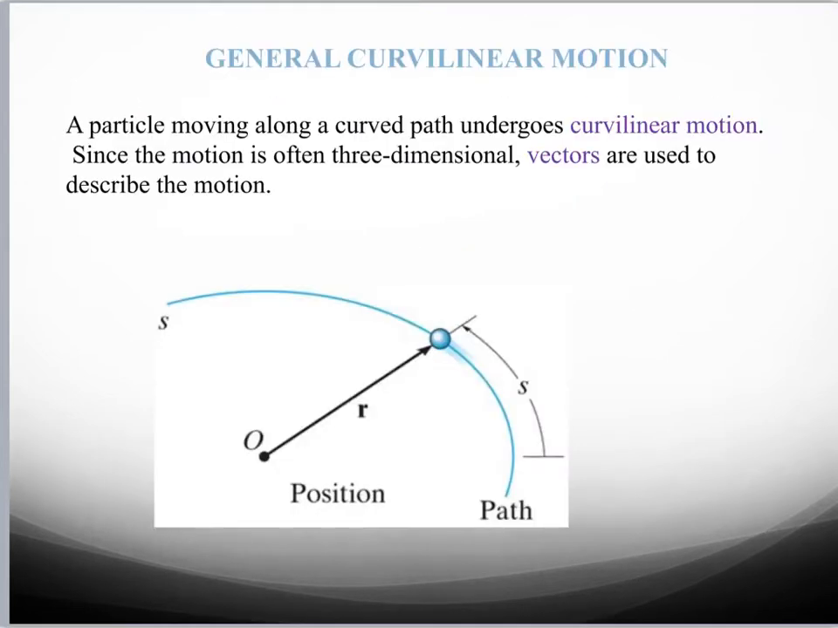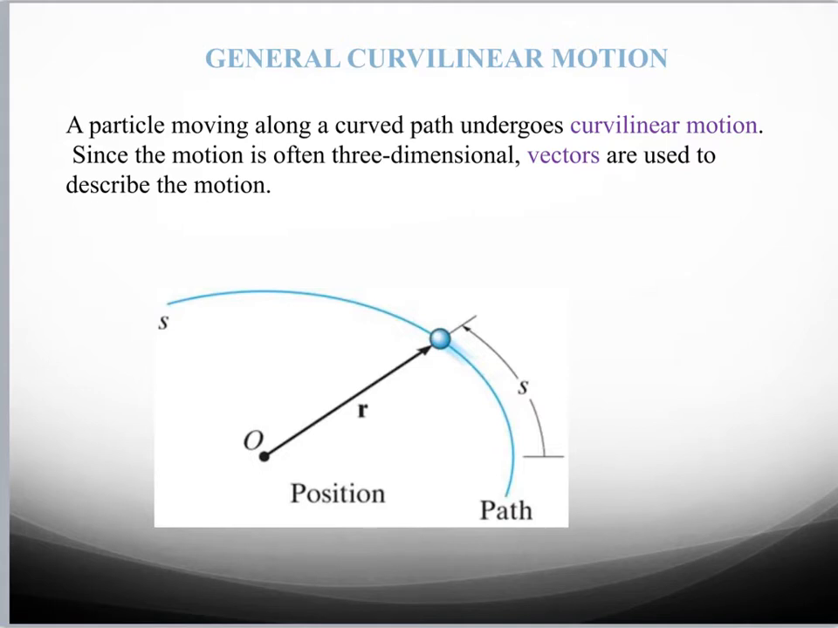So now I'm just going to talk about some things more in general. First of all, we're just going to talk about general motion along a curve. And so, for instance, here we have a path. That's the blue line that's labeled s. And we have an object moving along the path. And its position vector, we are measuring from the origin, and so that's r.